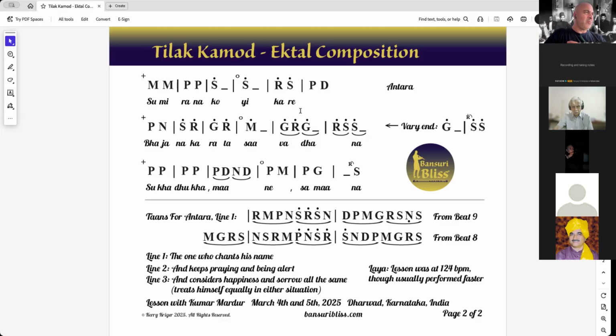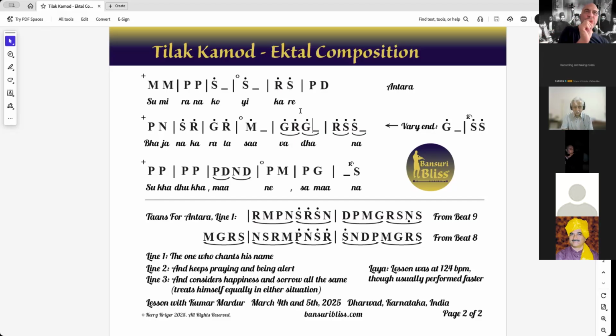Final line. Pa pa pa pa pa, ni, ta. Another one breaking the scale. Okay, we weren't doing that aside from in the composition. We see it in pa ni ta.